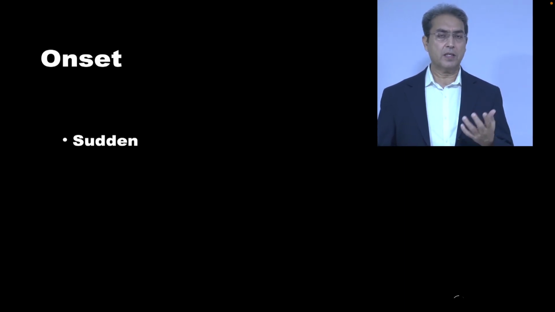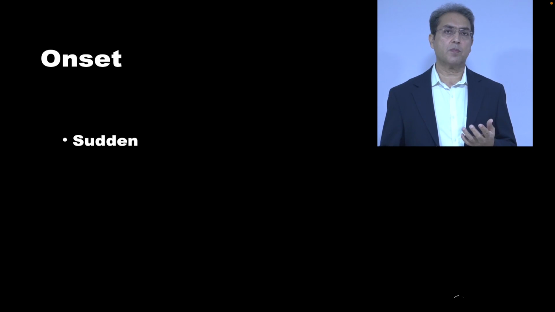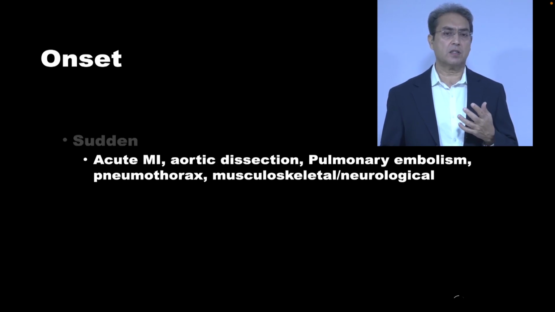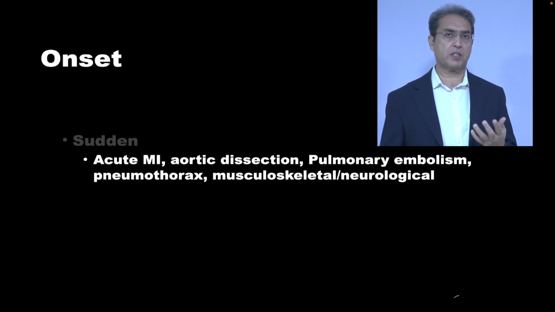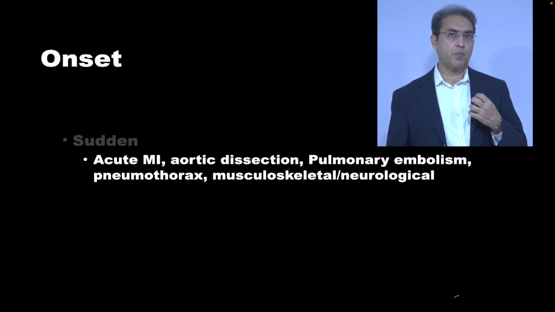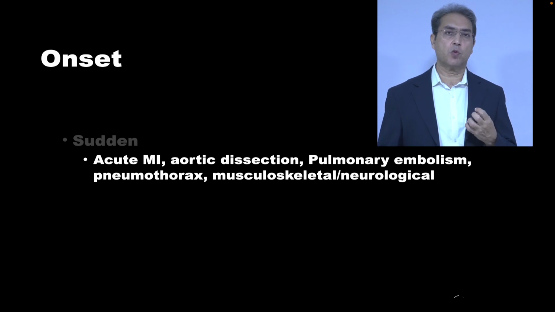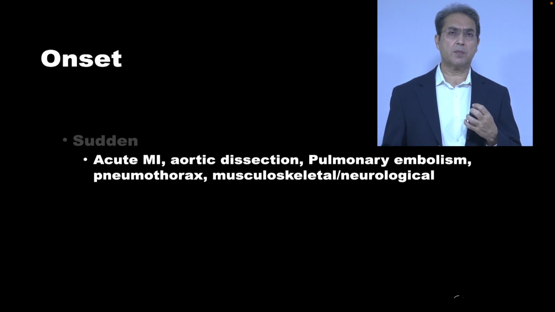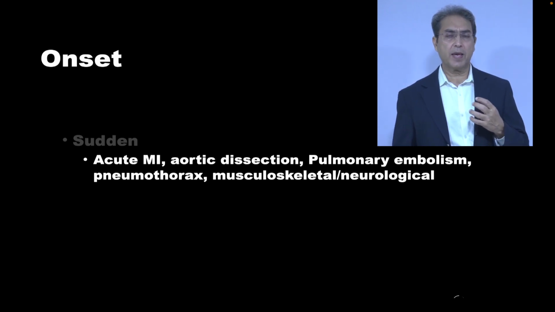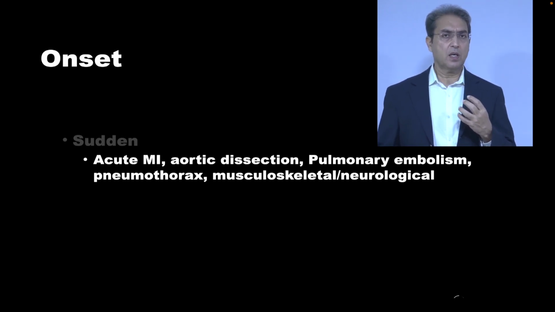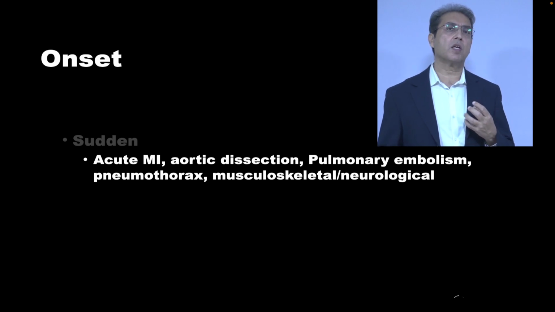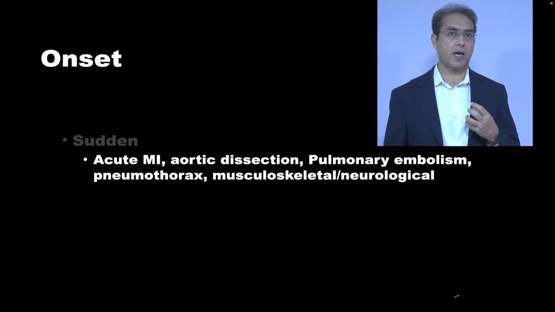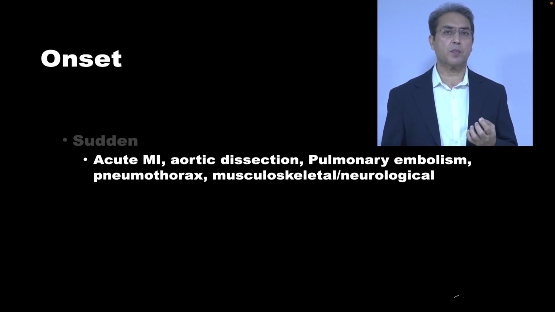Certain sudden-onset pains generally are serious. One of the most important sudden-onset pains is the pain of ischemic heart disease. Then the pain of aortic dissection may be sudden. Pain of pulmonary embolism may be sudden. The patient may have pneumothorax, which may present with sudden pain. Musculoskeletal or neurological pain sometimes may be sudden, sometimes slow in onset, but it can be sudden. For example, if there is a fracture of a rib or a vertebral collapse, and because of this there is a nerve compression, that may be a sudden pain.